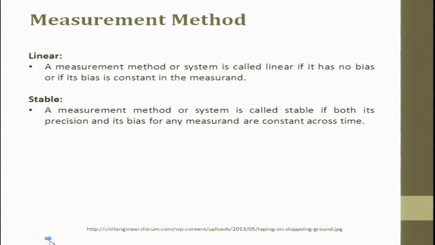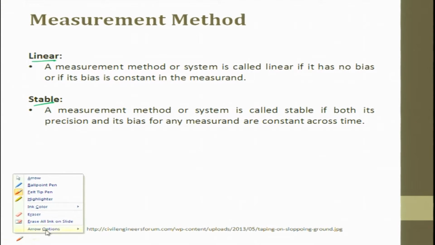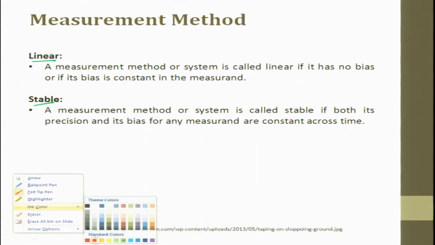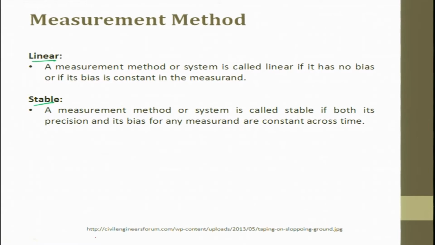Next is another measurement method. I could have put in the various classifications of measurements. Linear and stable are two different kinds of measurements. A measurement method or system is called linear if it has no bias or if its bias is constant in the measurement. Next is stable. A measurement method or system is called stable if both its precision and its bias for any measurement are constant across time. Across time it is constant.